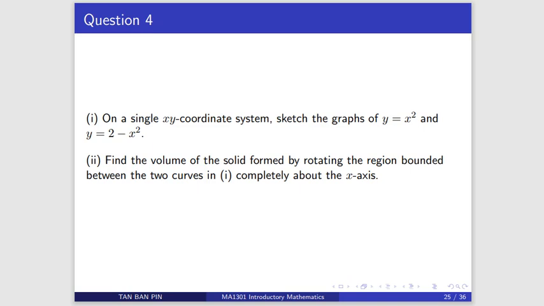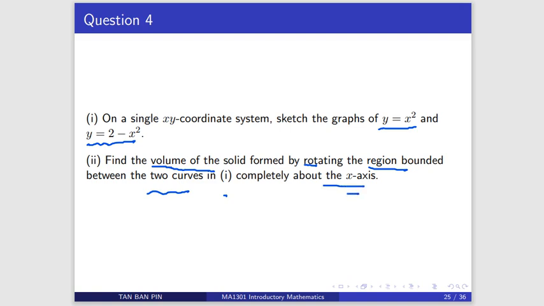In question 4, you are asked to sketch on a single diagram the graph of y equals x squared and y equals 2 minus x squared. And in part 2, you're supposed to find the volume of the solid formed by rotating the region bounded between the two curves in part 1 completely about the x-axis.